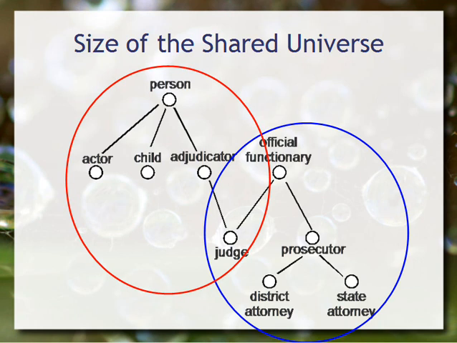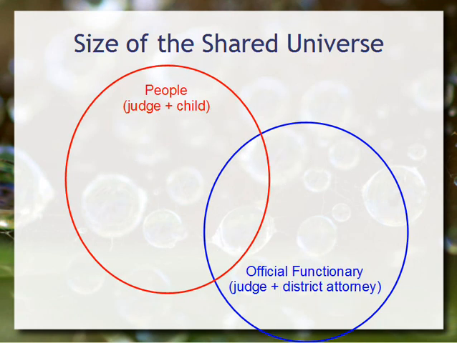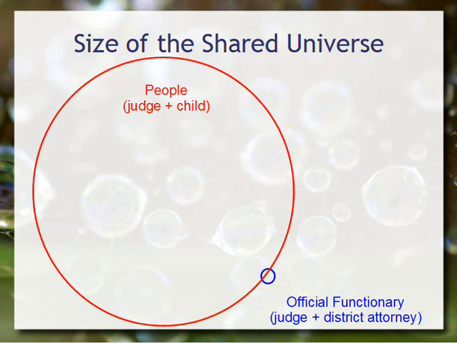Even though in the tree there are no sizes, if you imagine that these two groups have sizes, they probably will be like that. So all persons in the world will be that size, and the official functionaries will be that size. For this reason, when you compare, you think that judge is more similar to the district attorney because the universe they share is much more similar. So whenever we do similarity comparisons, we look at the size of the universe.